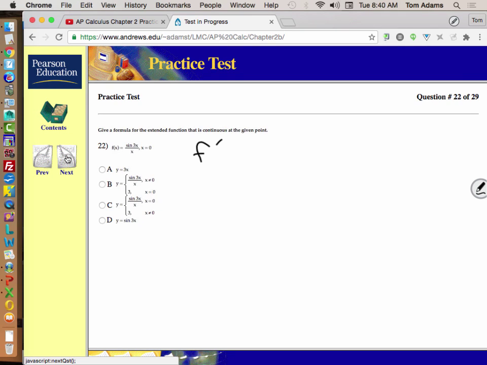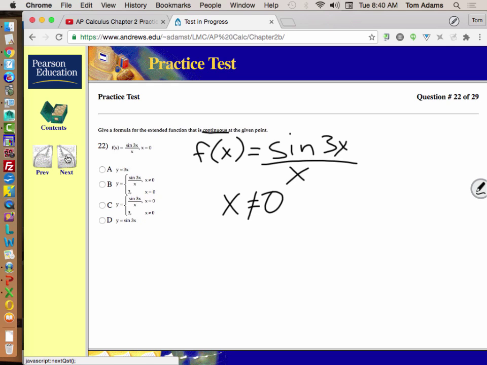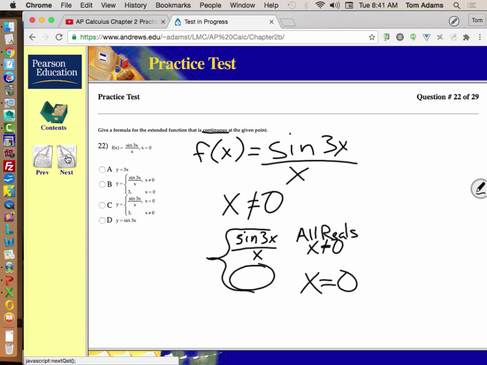Okay, so when we talk about a function sine of 3x over x, and we want to make it continuous, the issue that we're going to run into is that x cannot equal 0. So we're going to have to make a piecewise function that basically says that sine of 3x over x can be all real numbers except x cannot equal 0, right? And then we'll have to define some value here when x equals 0.